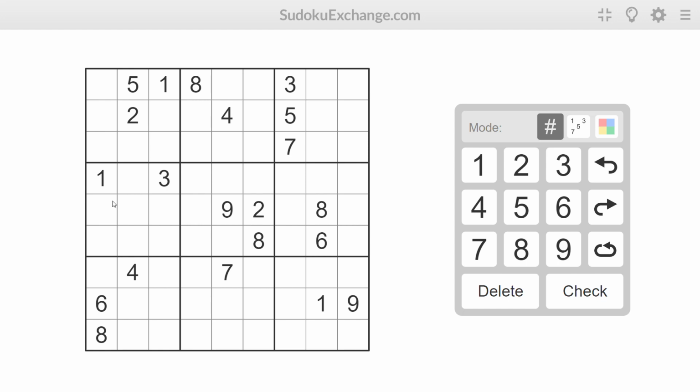So let's see. We have a 1 here and a 1 here. One in this box, one in this box, and we need to put a 1 in this box. Now 1 already appears in this column, 1 already appears in this column, and this one sees this cell here. So this is the only cell which can contain a 1, so let's put in a 1 here.